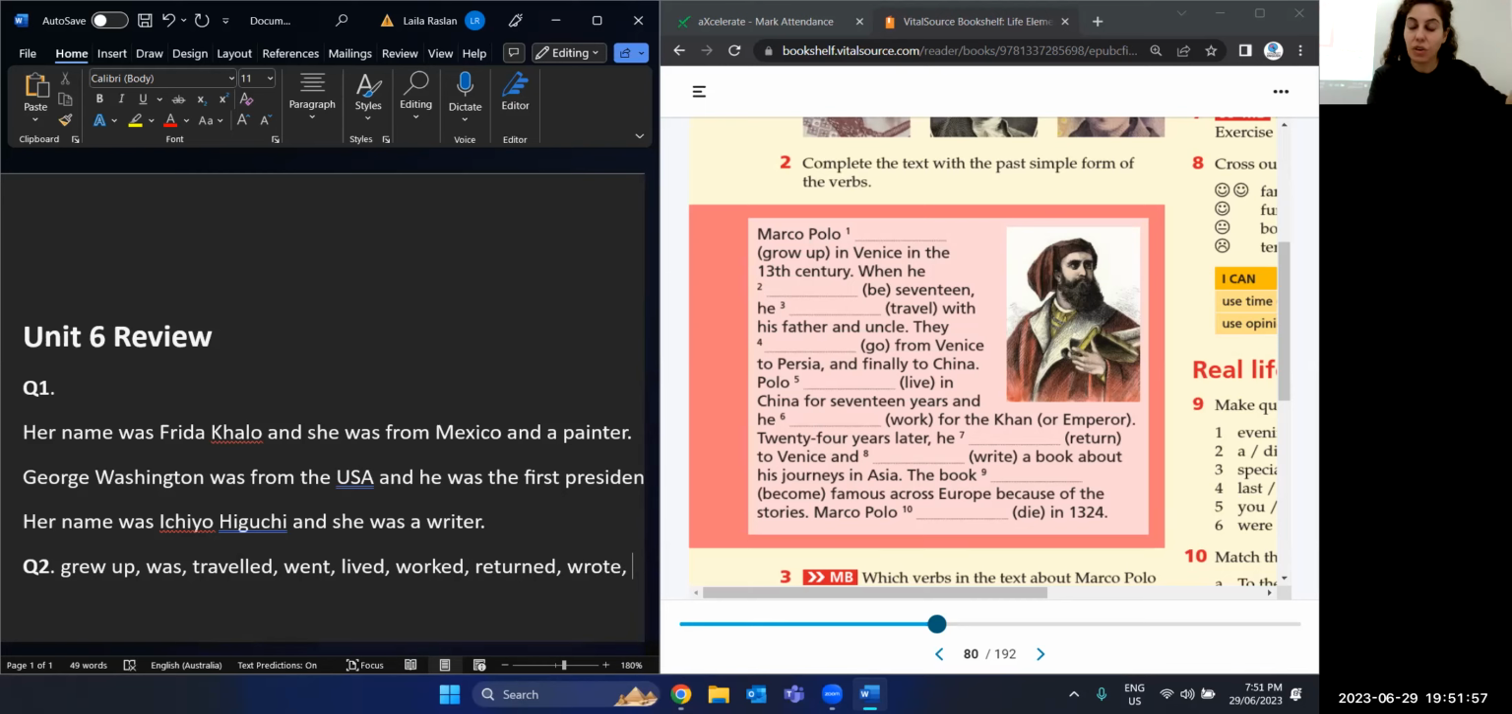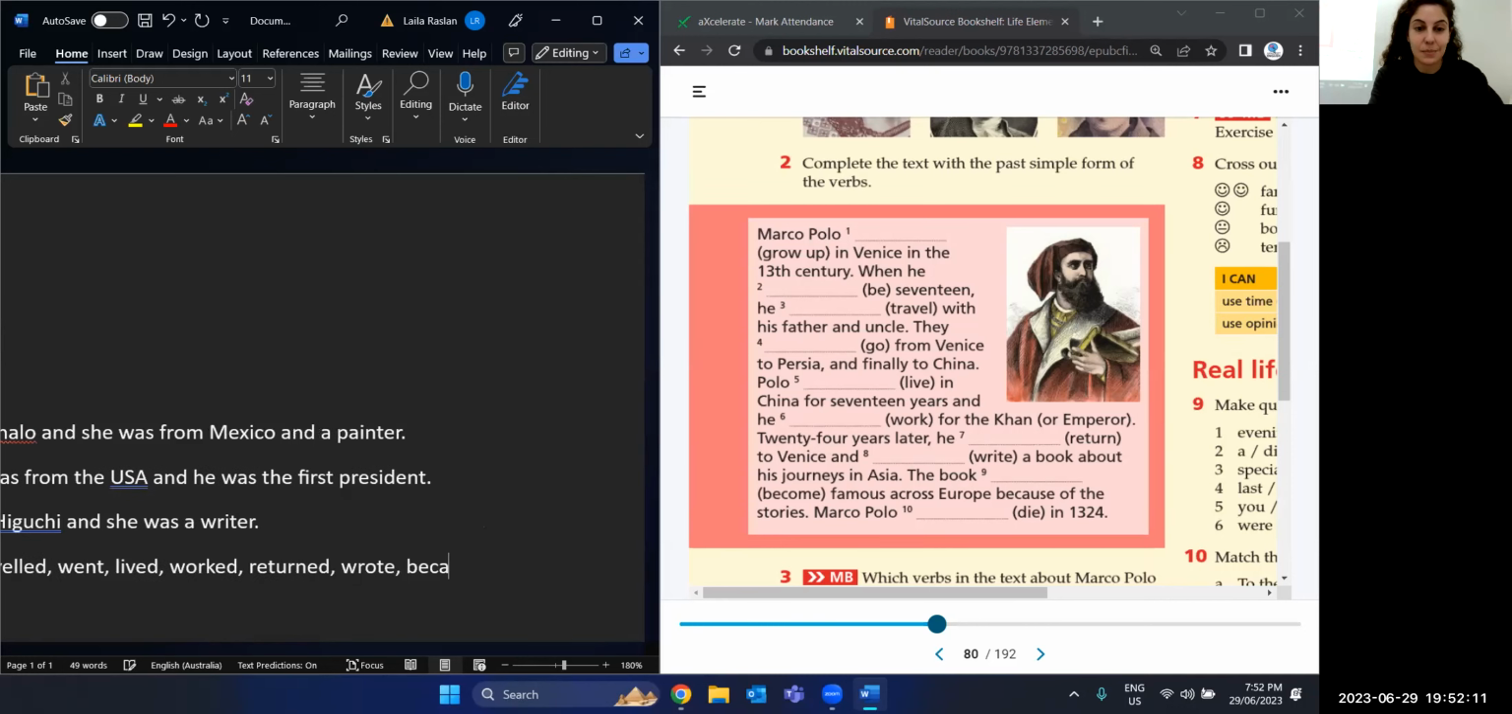That's the past. Write is now or in the future. Tomorrow I will write a book. Now I'm writing a book. But in the past, I wrote a book about his journeys in Asia. The book, yes, became. So that's an irregular past verb. It became famous across Europe because of the stories. Marco Polo died in, who can say this year? In 1324.